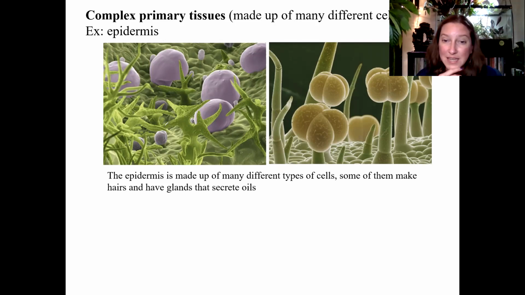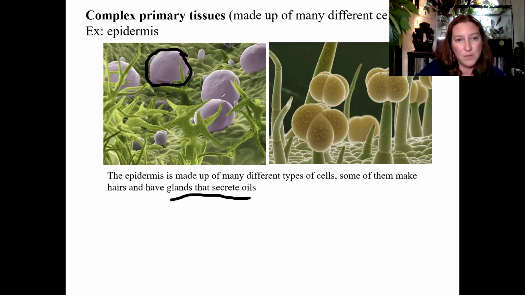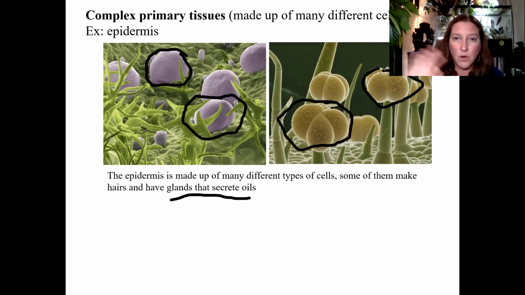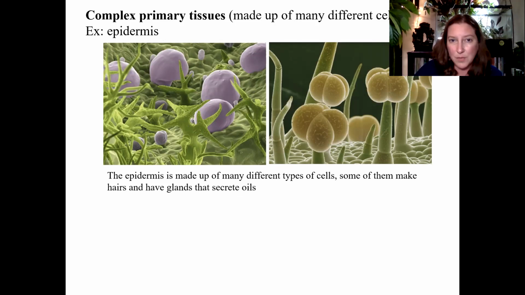Yeah, so you can see here, some of the cells on the epidermis make these hairs or trichomes, and sometimes they secrete oils, and you can see that here. These big purple globs on the left are oil that's being secreted. Likewise, these big, almost mushroom-looking things on the right are oil being secreted from the epidermis. So epidermis, another example of a complex primary tissue. Okay.